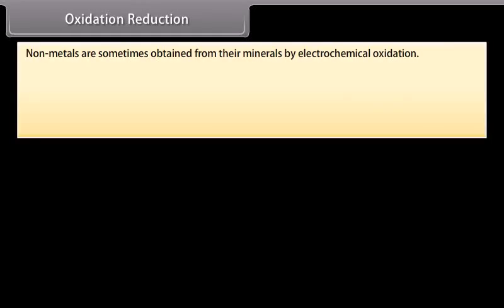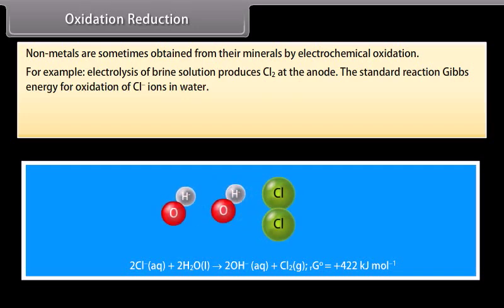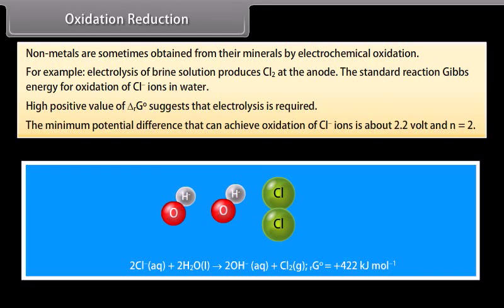Oxidation reduction. Non-metals are sometimes obtained from their minerals by electrochemical oxidation. For example, electrolysis of brine solution produces Cl2 at the anode. The standard reaction gives energy for oxidation of Cl⁻ ions in water. High positive value suggests that electrolysis is required. The minimum potential difference that can achieve oxidation of Cl⁻ ions is about 2.2 volt and n is equal to 2.